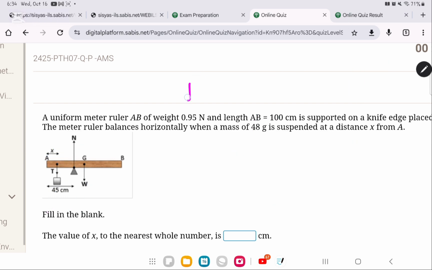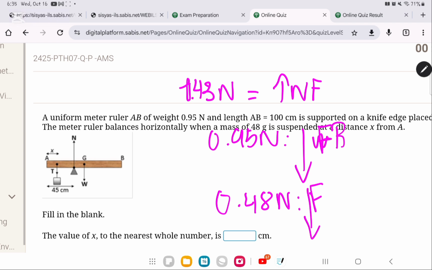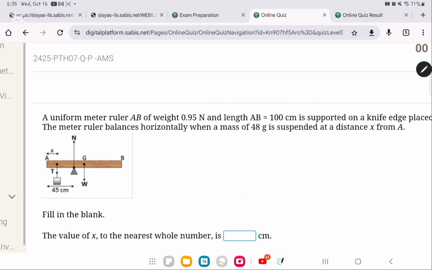Now we have 1.43 newtons is the upward force N. We have 0.95 newtons is the downward force, the weight of the ruler. Then we have 0.48 newtons, which is the downward force, the weight of the block. Alright? Now, one more thing.